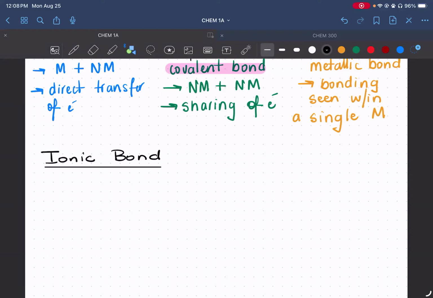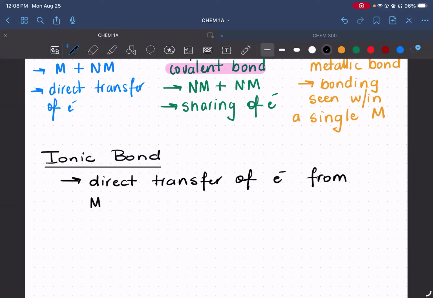All right, so an ionic bond, as I have just described earlier, involves a direct transfer of electrons from the metal to the non-metal. An example of this is sodium chloride, NaCl, which a lot of us know conventionally as table salt.